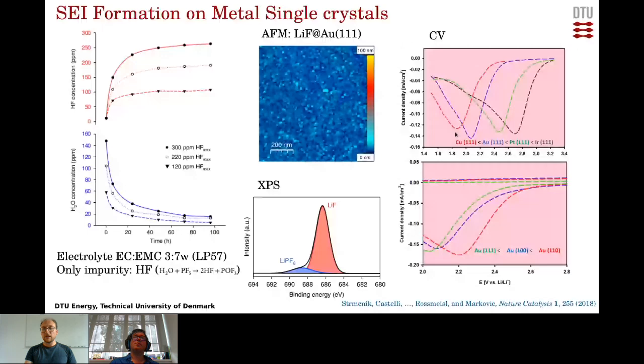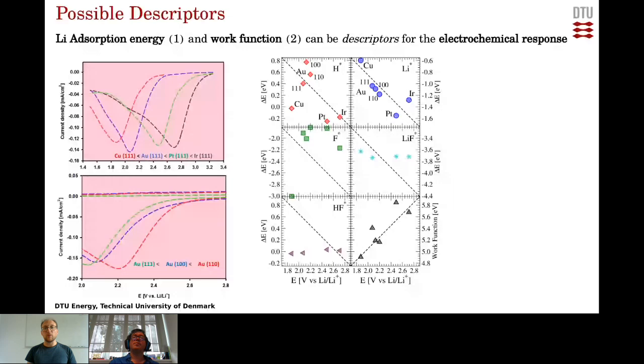And then what we wanted to do together was to try to understand where these shifts come from. It's something that happens at the surface, right? So we look at the possible descriptors that can describe this phenomenon. Among all the possible descriptors taken from adsorption of the species involved in this process, so hydrogen, lithium fluoride, and HF, the only one that seems to correlate with the electrochemical response is the adsorption energy of lithium. The other descriptor was the work function, which also somehow correlated with the electrochemical response. And these two terms tell us that the presence of lithium at the interface probably plays a role in the formation of lithium fluoride.